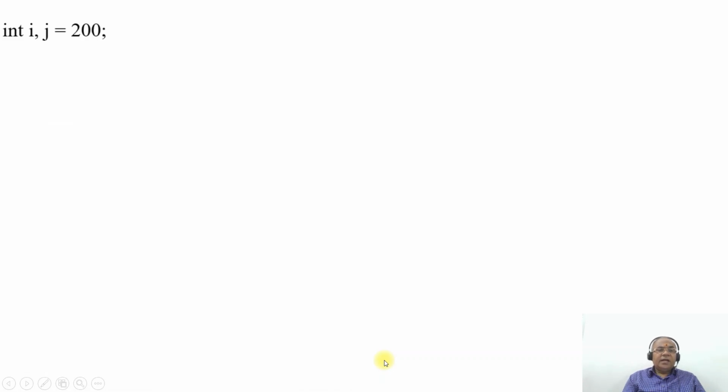Then int i, j equals 200. What does it mean? I is going to be a garbage value, wherein you have not assigned any value for i. Therefore, i contains a garbage value here. That is the reason we have this question mark. Similarly, j is equal to 200. Since it is 2 bytes, j holds 2, 0 and 0. So this is how the memory location is allocated.